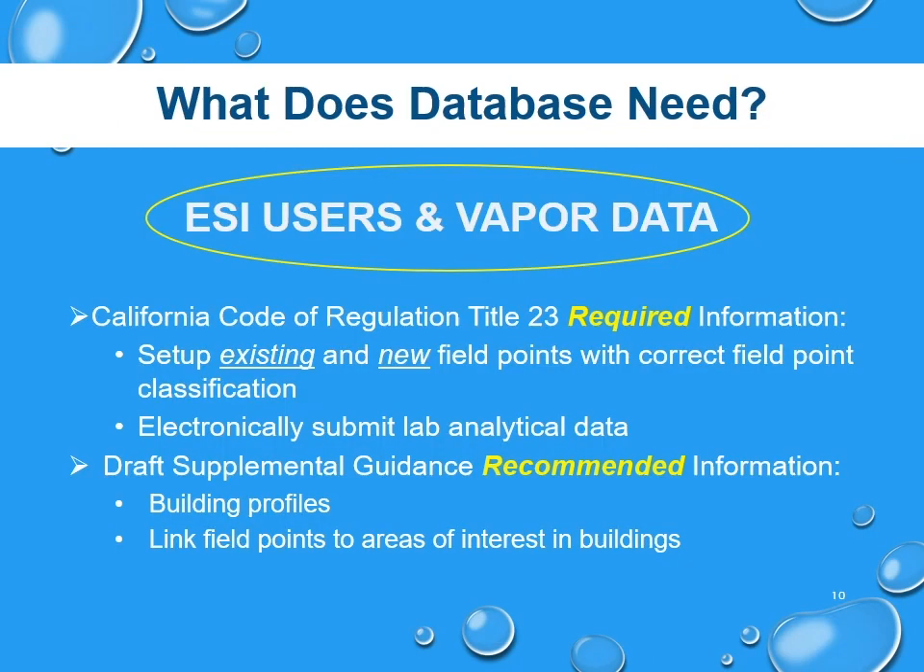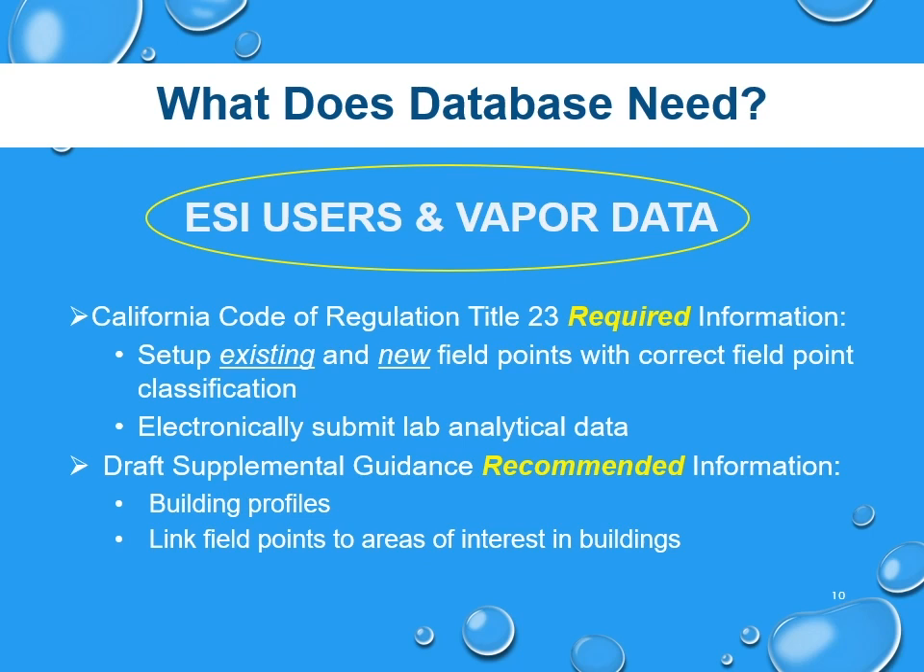The database needs ESI users and vapor data to be successful in accumulating valuable information. Some of the vapor data is required by California Code of Regulation Title 23. This includes setting up existing and new field points with the correct field point classification and submitting the lab analytical data electronically for those field points.